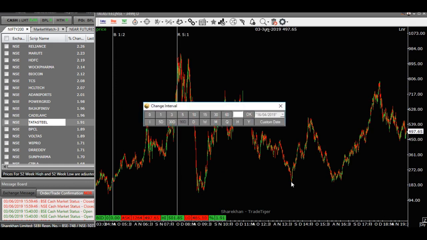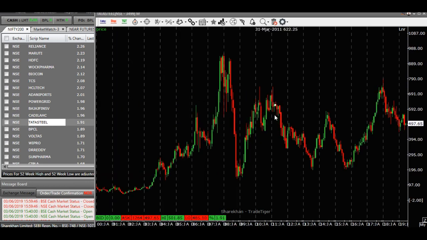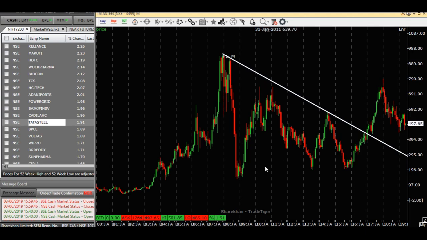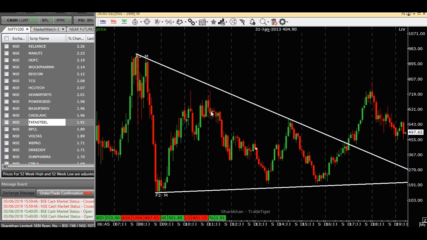Now this is Tata Steel. If we look at it on the monthly time frame, right? So we have a descending triangle pattern. Okay, similar lows and lower highs. So if this is my breakout, I will enter here. First target will be the first swing high, which is right here. And final target will be the next second swing high, which is right here. Right? So both targets are achieved in this case.